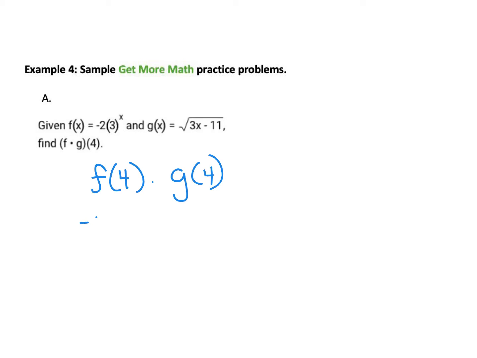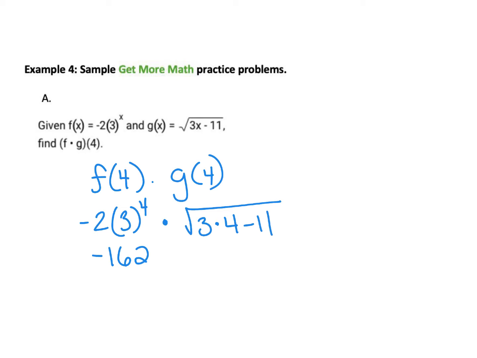So negative 2 times 3 to the 4th is negative 162, and I need to multiply that by square root of 3 times 4 minus 11. 3 times 4 is 12, minus 11 is 1. The square root of 1 is 1. Well, that worked out beautifully. So negative 162. Not asked anything about domain on Get More Math.